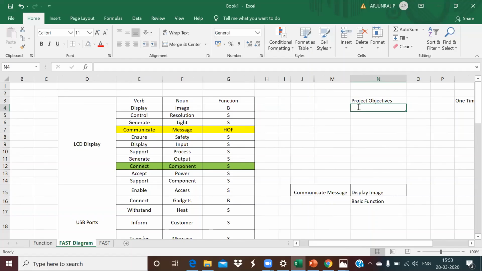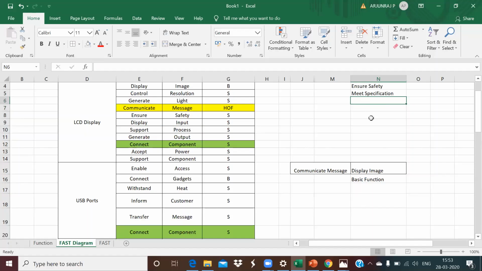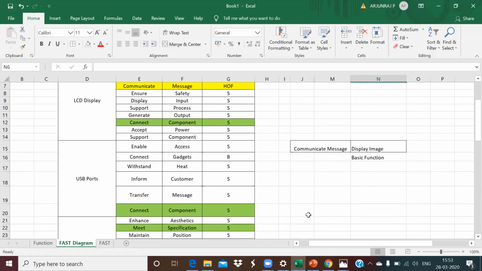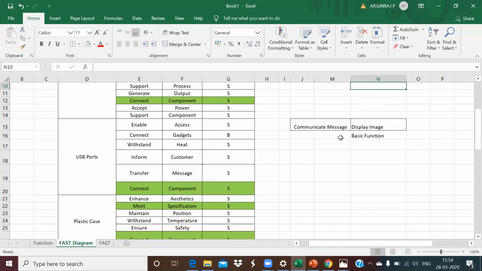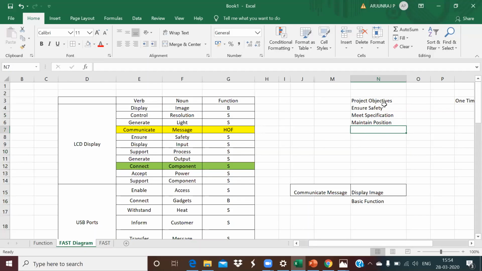So I can put straight away, I can put ensure safety, and even meet specification is also a project objective. And again, maintain position, withstanding the temperature, because withstanding heat is again the design objective. It is also a part of the project.